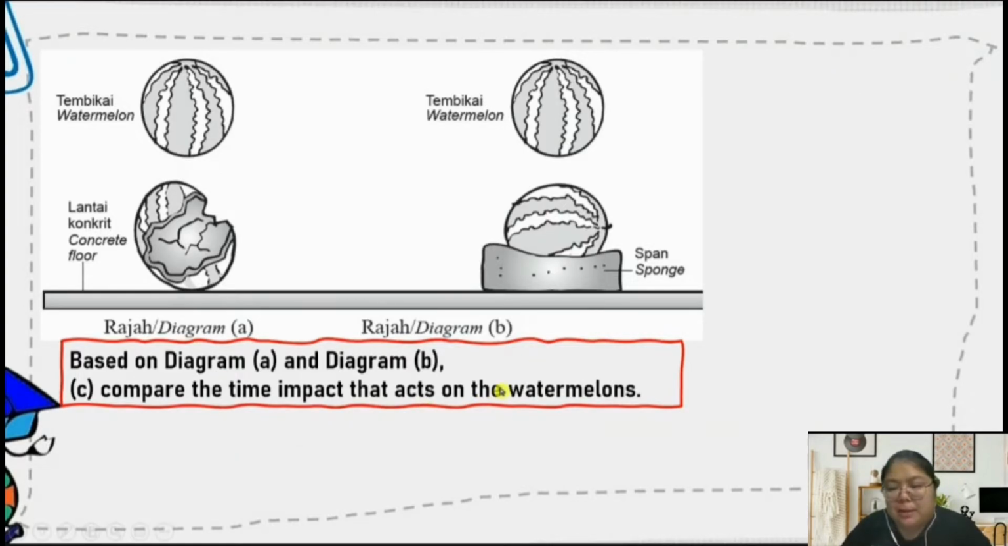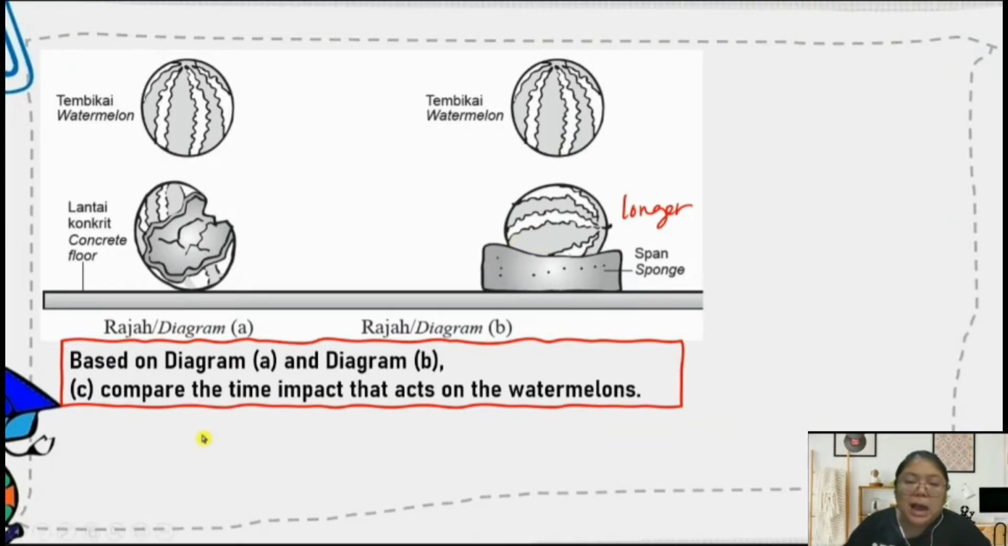Compare the time impact, add to the watermelon. So the time impact for B is longer, because you're using the soft material. Soft material means that when it goes down, the sponge will be compacted first. After that, it goes back to the original shape. So that means it takes some time already.